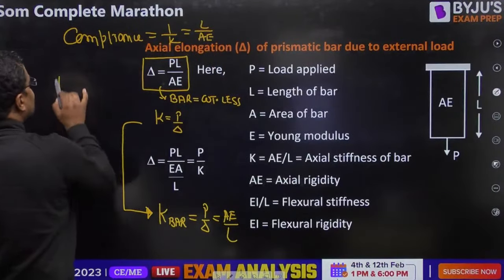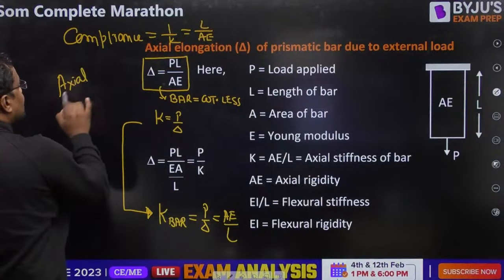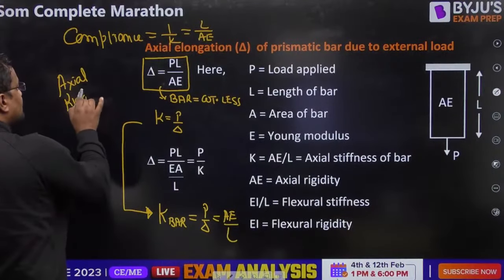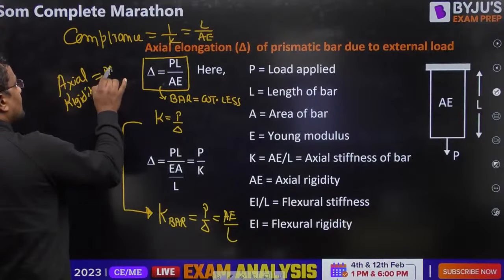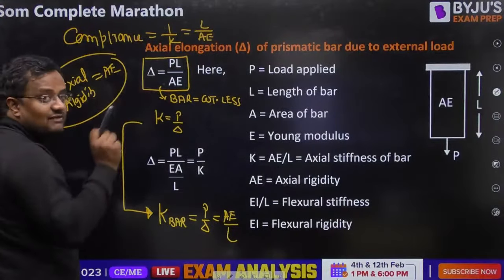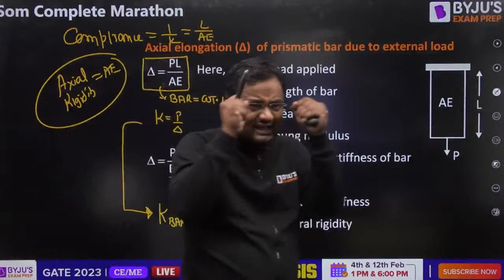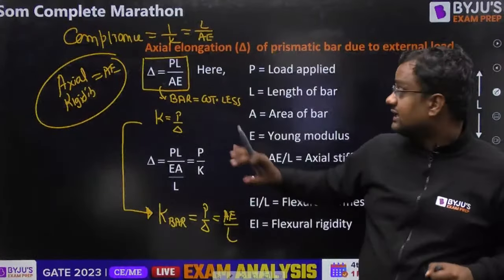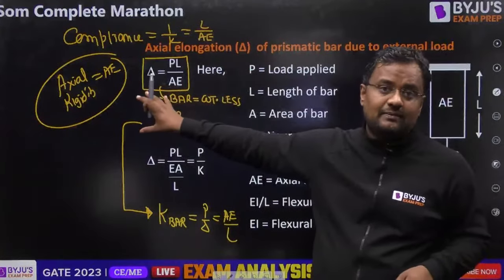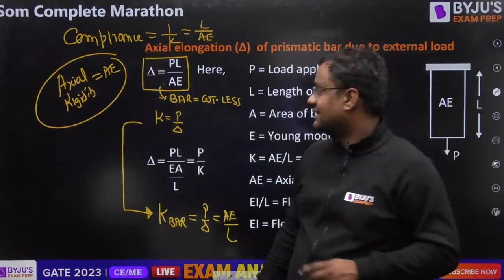And what is axial rigidity? If somebody asks you what is axial rigidity, axial rigidity is AE, because if AE is more, delta will be less. So it is providing rigidity to the bar. In all these formulas, delta is equal to PL by AE, the bar is considered to be weightless.